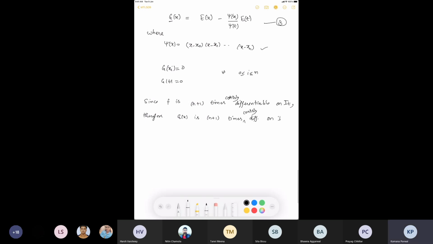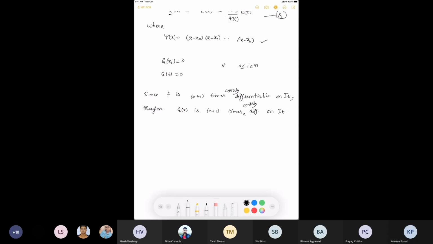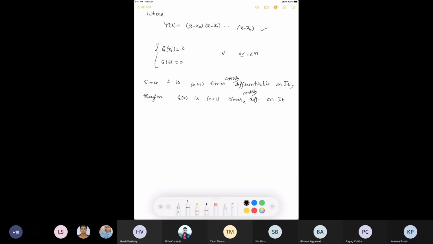On the same interval I, because E and psi both are continuously differentiable. So G is n plus 1 times continuously differentiable, and we know how many zeros it has: n plus 1 in the interval I. So from here I can say that it has n plus 2 zeros in the interval I, right?